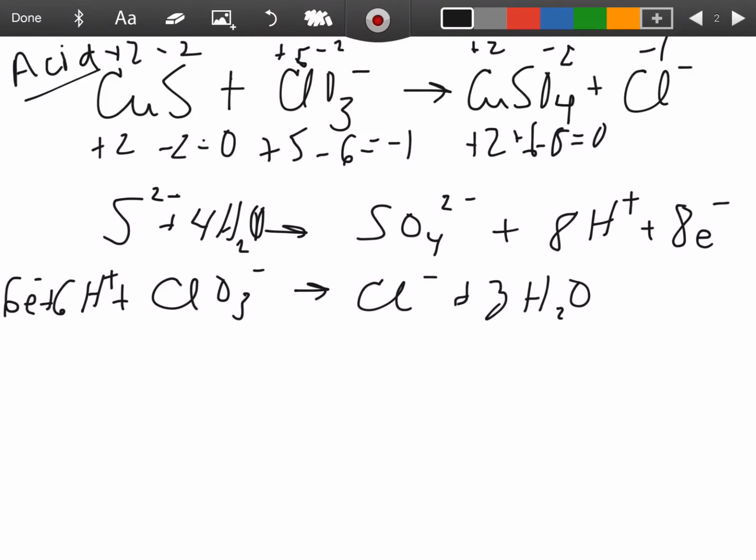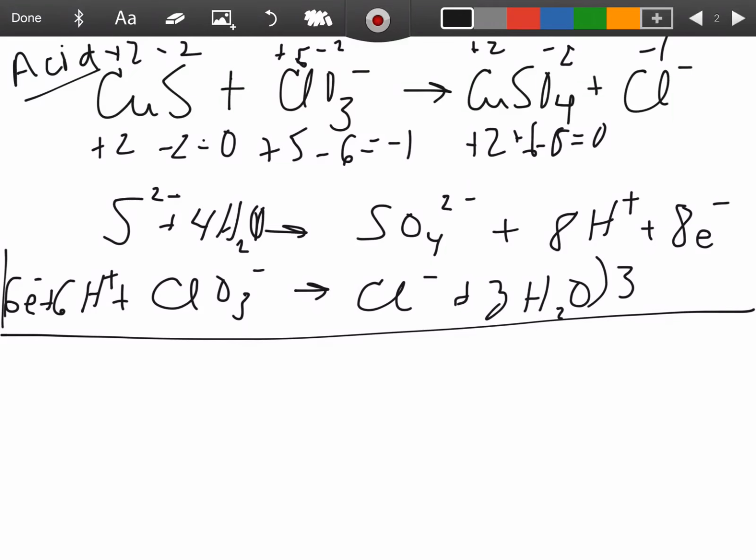Alright, so one side has 8 electrons, one side has 6 electrons, and so the easiest way for me would be to go to a total of 24 electrons. So I'm going to have to multiply this side by 3, no, 24, I'm going to have to multiply that by 4. Sorry about that. We'll take that out and we'll put in a 4. This one we're going to have to multiply by 3.